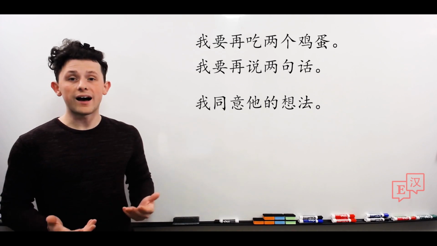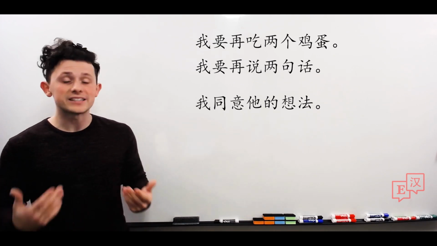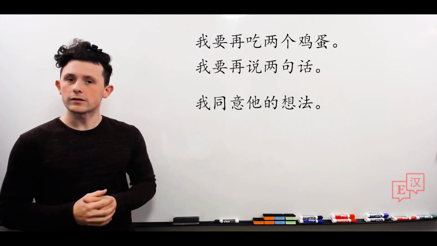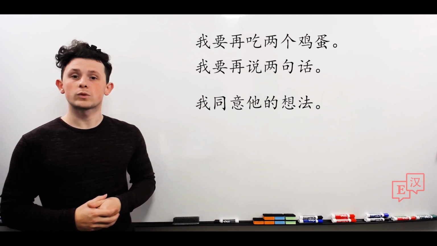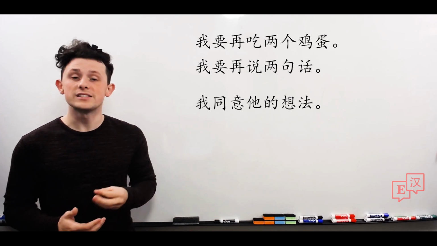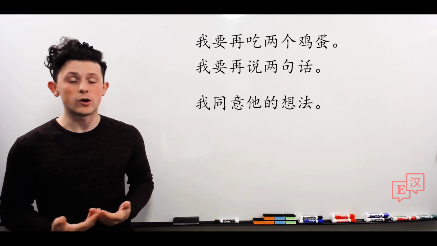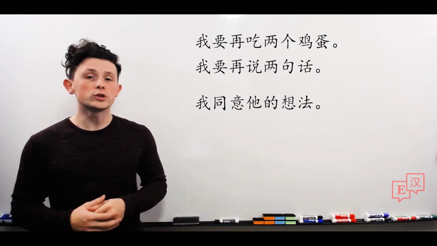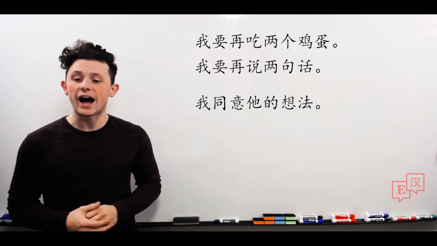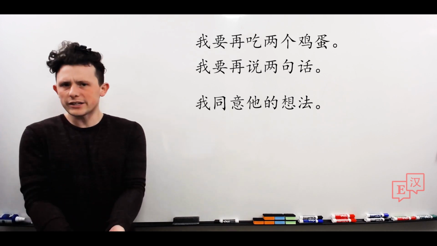我同意他. Now, if I want to say I agree with something about him, something he said, etc., we can just add that on. 我同意他的想法. I agree with his idea, or I agree with his thinking process. I agree with how he thinks. 我同意他的想法. But we can also agree with things that are not directly related to a person.